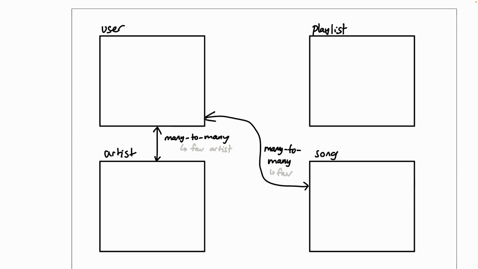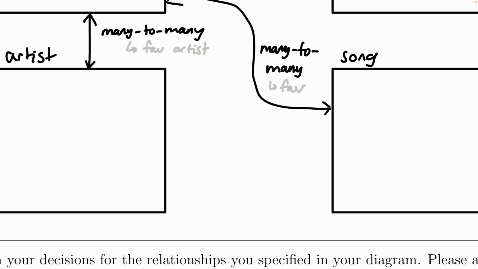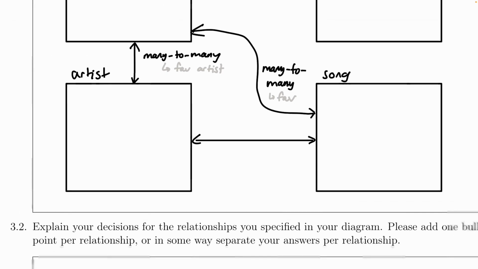Well, it does make sense that an artist sings a song, so there's obviously a relationship. What type of relationship could there be between these two things? Well, a song is sung by an artist, right? And an artist can sing many songs. So if I were to put one to many here, that would be perfectly valid, where there's one artist for multiple songs, and every song has just one artist.